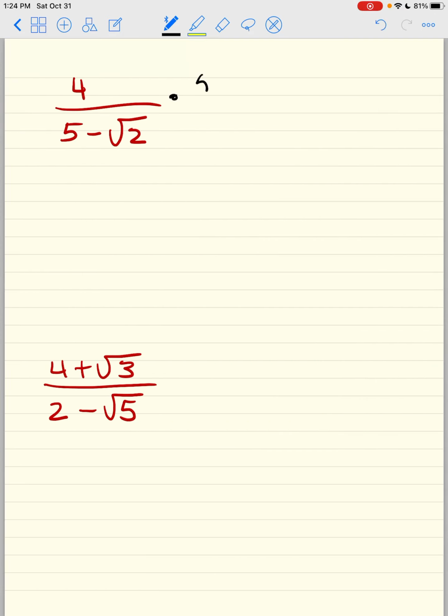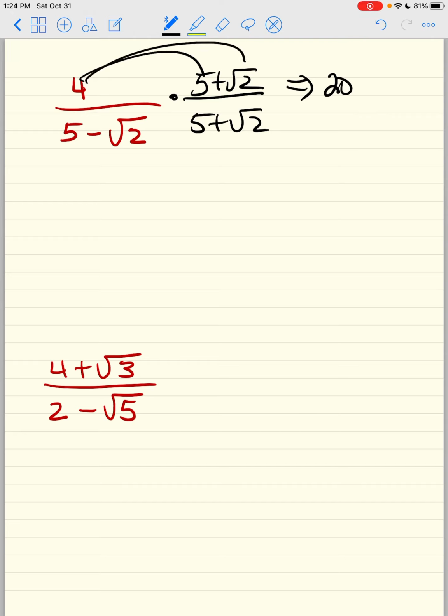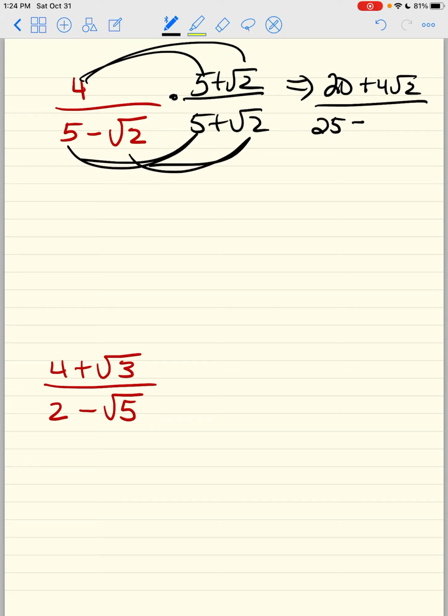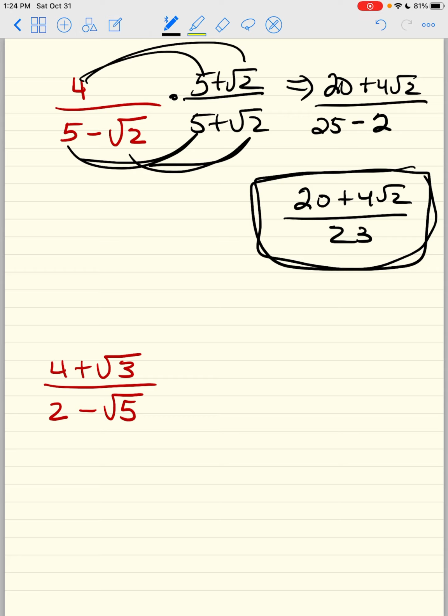Let's do one more right here. Multiply by the conjugate. Why? Because we can't have a radical in the denominator. 4 times 5 is 20. 4 times radical 2 is 4 radical 2. Square, and then square. Okay, you don't have to do the insides basically. So 20 plus 4 radical 2 over 23. Since 23 is a 23, 20 and 4 don't share a number, this is your final answer.